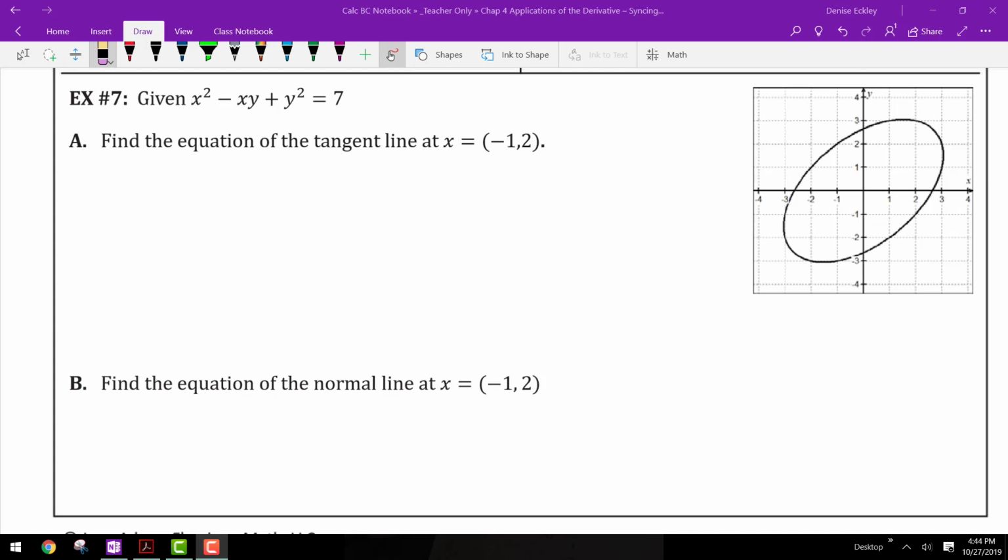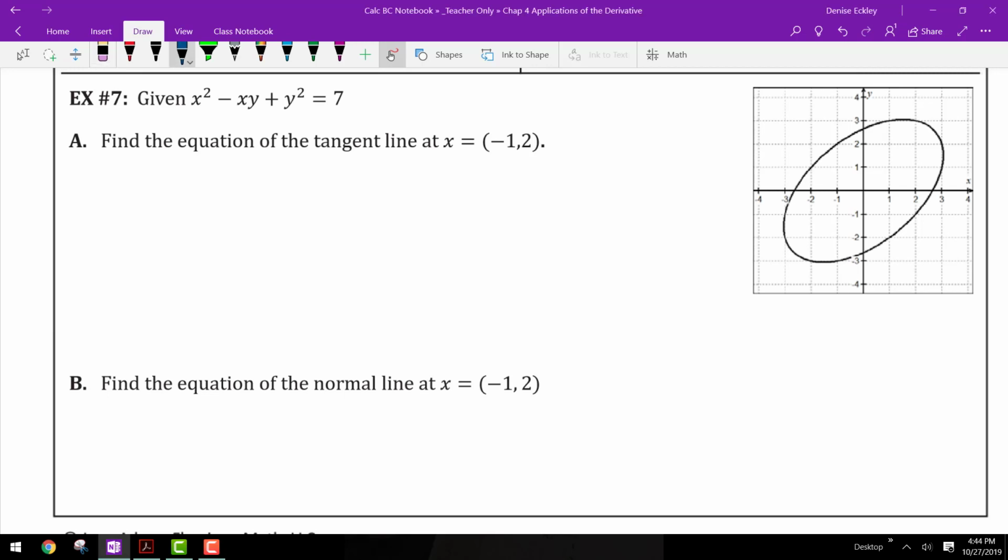This is part 2 of lesson 3 of unit 3, and it is on implicit differentiation. So example 7 says, given x squared minus xy plus y squared equals 7, which is the ellipse shown in the picture, find the equation of the tangent line at x equals negative 1 comma 2.